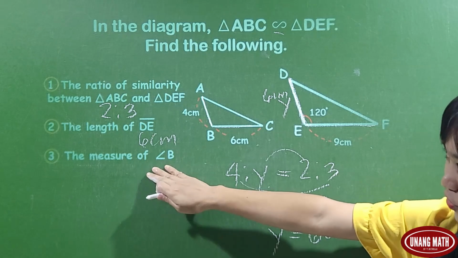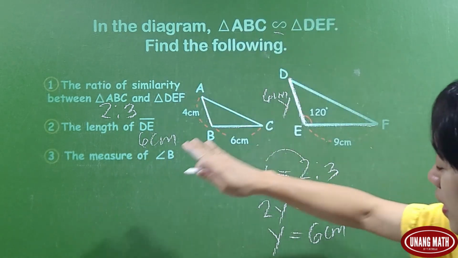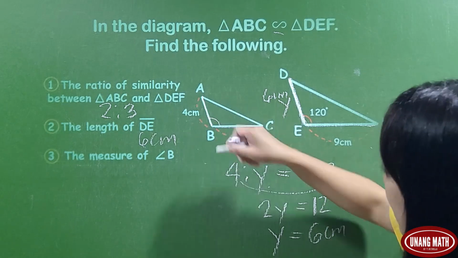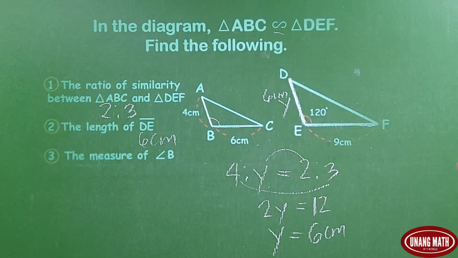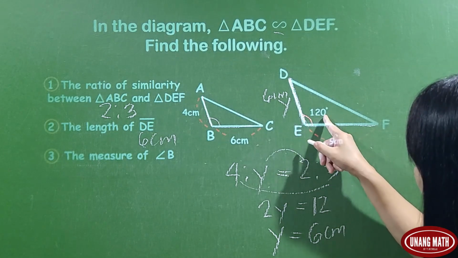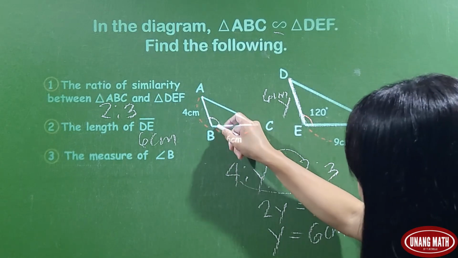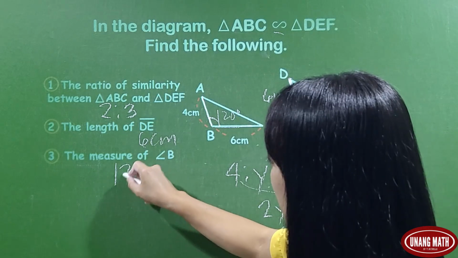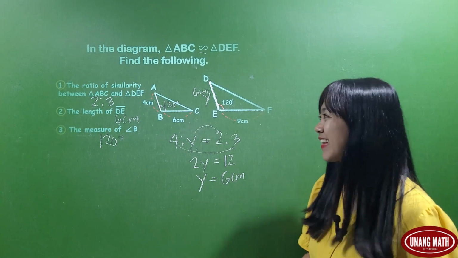For the last question, what's the measure of angle B? Where's angle B? This angle. These two figures are similar figures, so if this is 120 degrees, this corresponds to this angle. So this is also 120 degrees. So the measure of angle B is also 120 degrees.